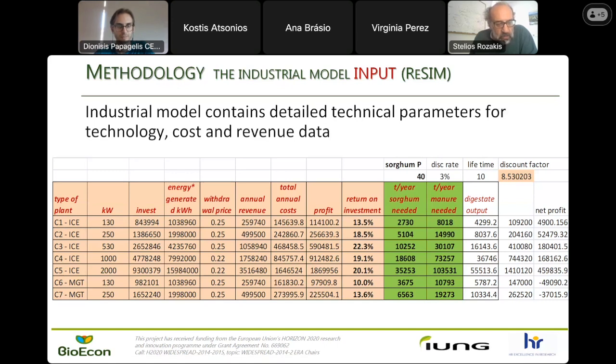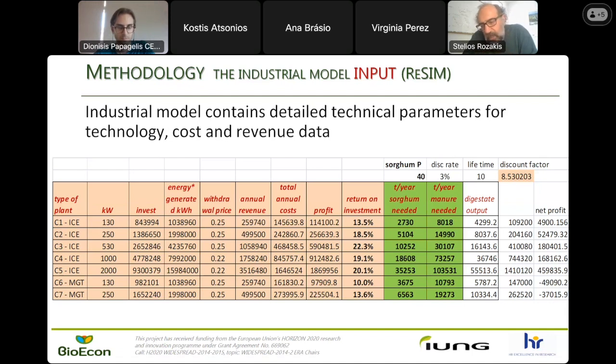Here we consider two technologies. We introduce parameters such as the investment cost, the different prices that are prevailing in the market, operational costs, and based on that, we have profit and calculate the return on investment.